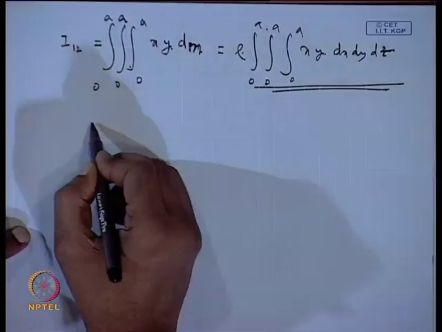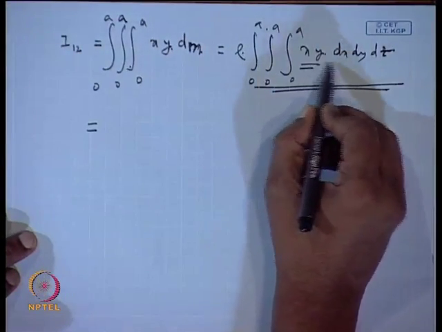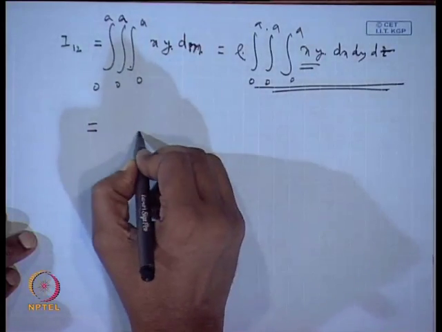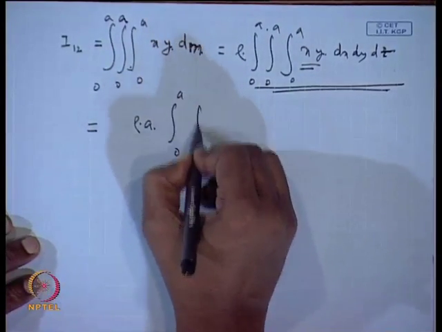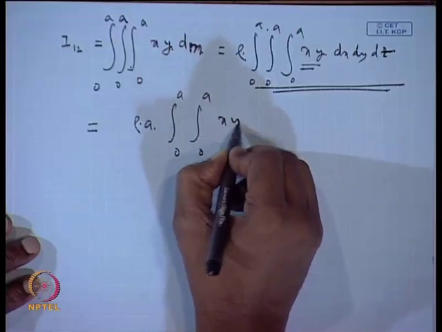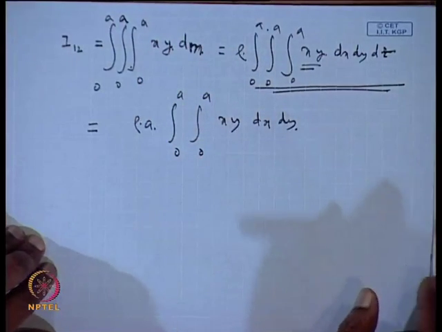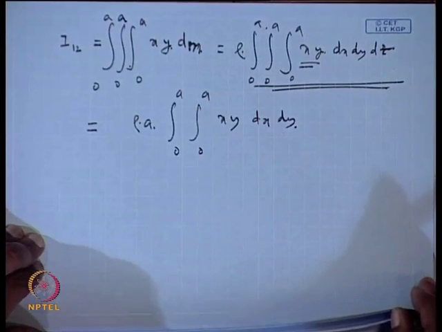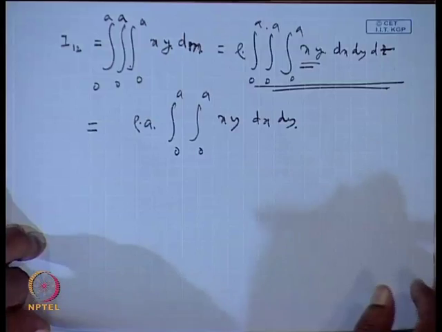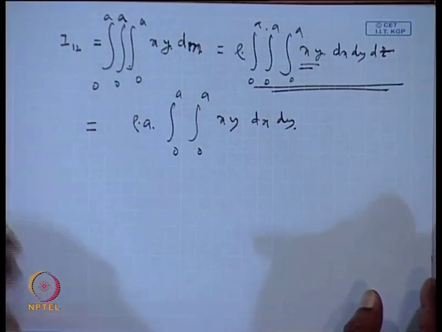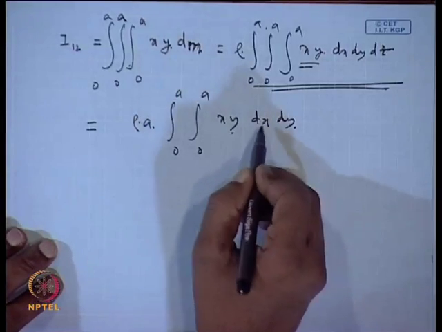So, integration can follow our convenience. Here, because z is not present in the integrand, we can take out the z first. So, we can write this as rho times the integral from 0 to a, 0 to a, of x y dx dy. Okay. Next we can integrate for y.